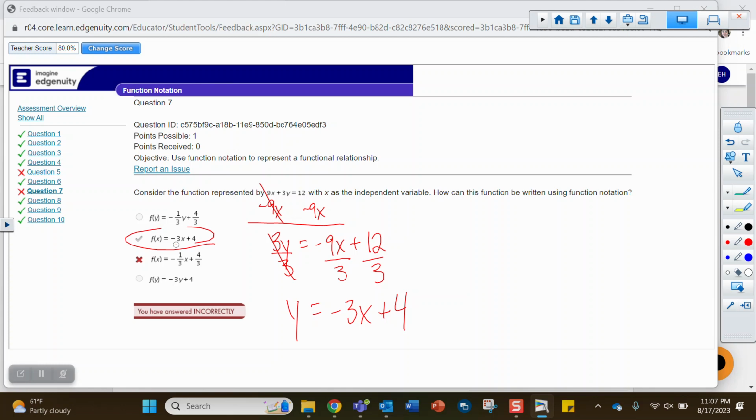So it looks like two very similar questions. You just solved for the wrong variable in both instances. So whichever one is independent, you're solving the equation for the other variable, in this case y.